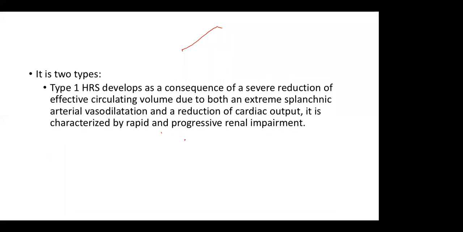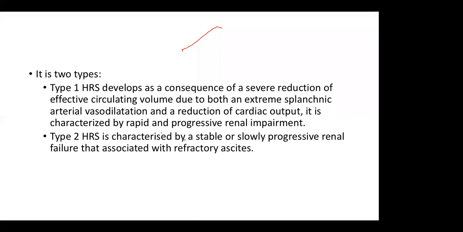And it is of two types. Type 1 hepatorenal syndrome develops as a consequence of severe reduction of effective circulatory volume due to both extreme splanchnic vasodilatation and reduced cardiac output. It is characterized by rapid and progressive renal impairment. The other, type 2, is characterized by stable or slowly progressive renal failure that is associated with refractory ascites.